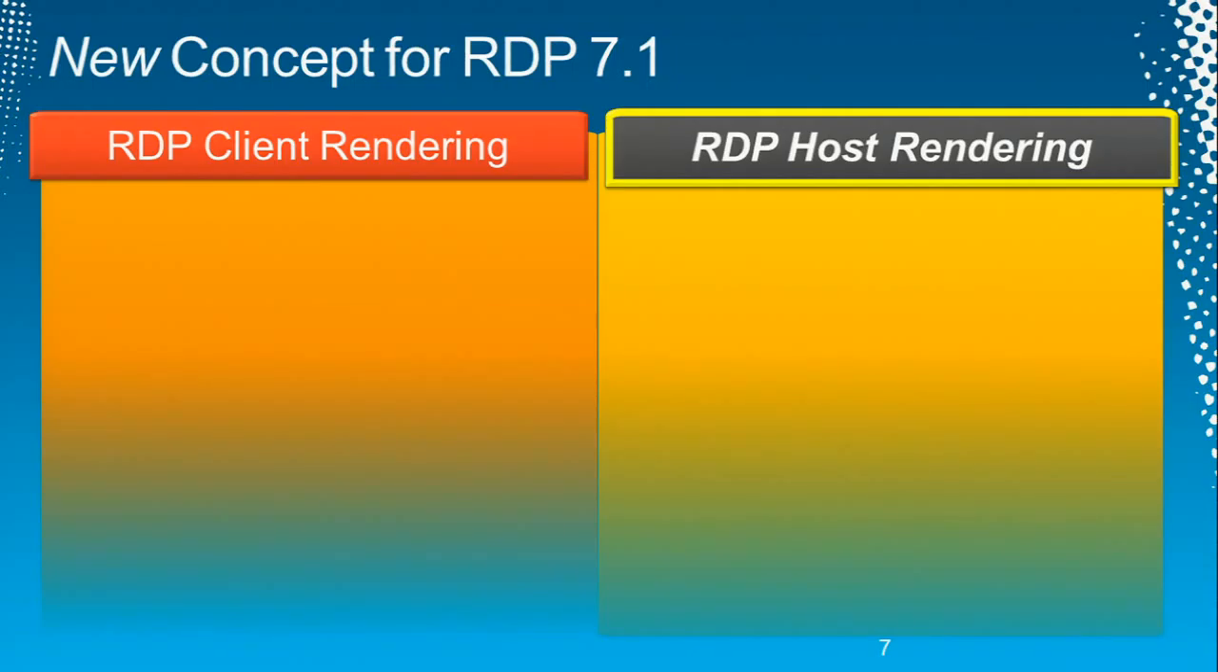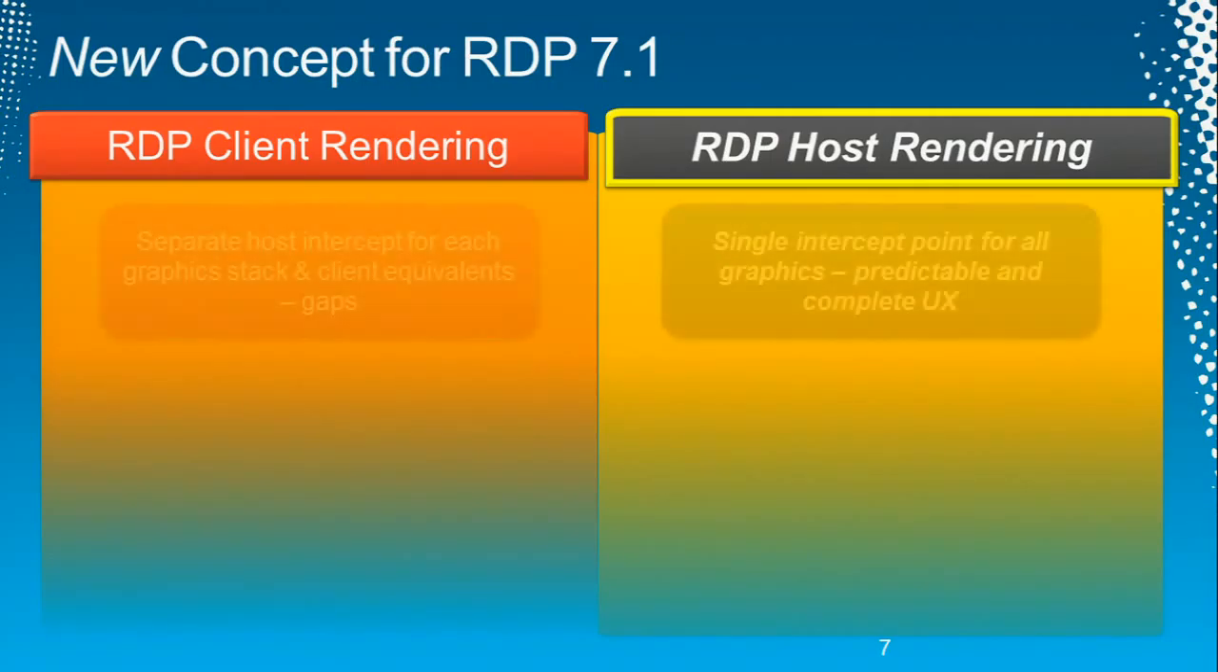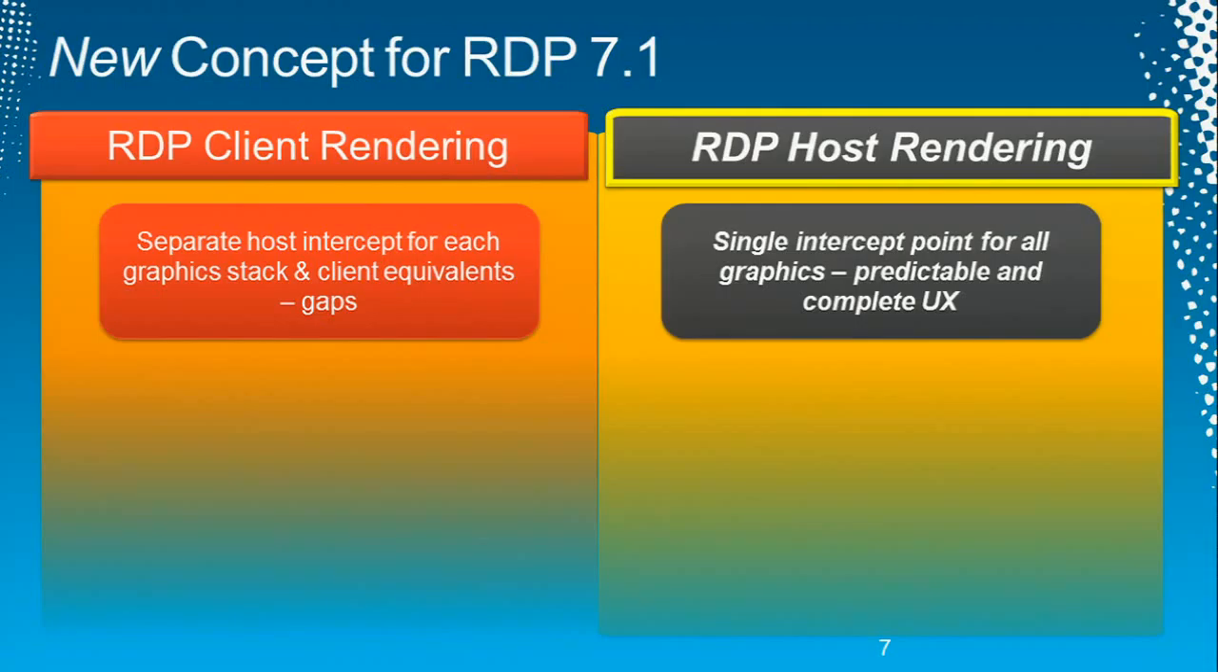So this is a shift from how RDP traditionally operates, because it will try to intercept based on the content type and then send it over to the remote client and let the client process it. I want to do a comparison of how these technologies work. On client rendering, you do require a separate host intercept for each content type, because you need to be aware that this is Flash or Silverlight or GDI, for example. With the host rendering concept, we have a single intercept point. We are agnostic of what the content type is. We're able to intercept that and give you a predictable UX.